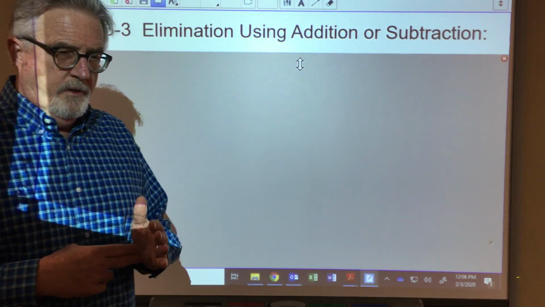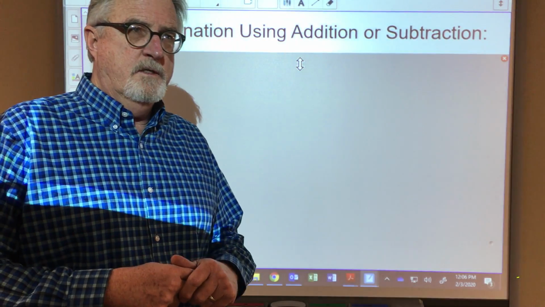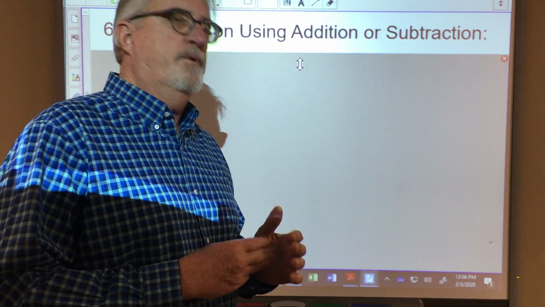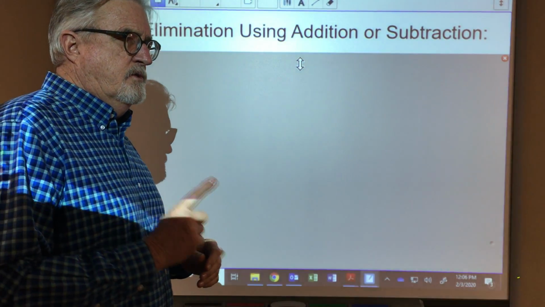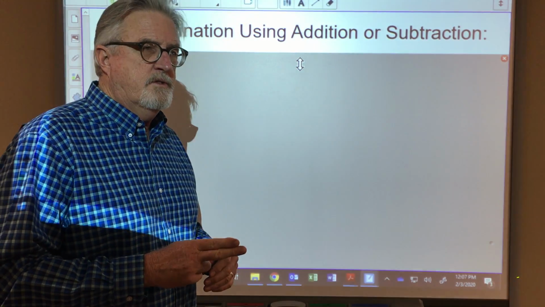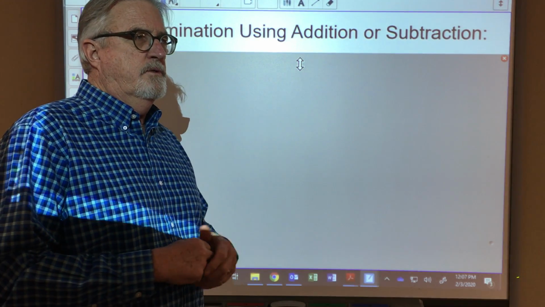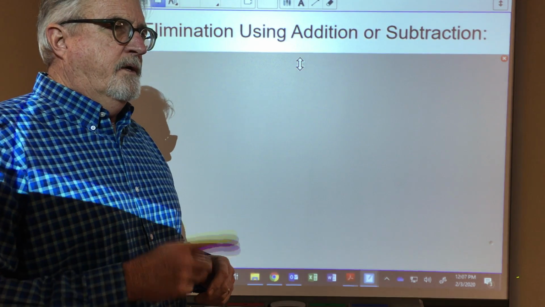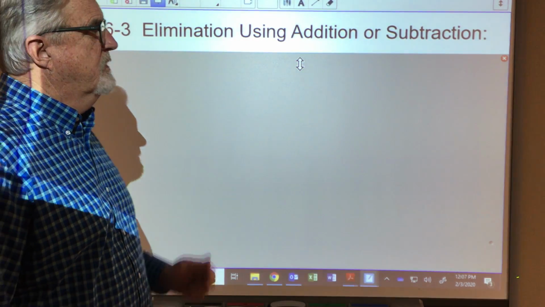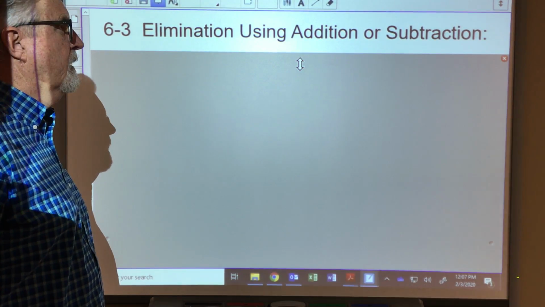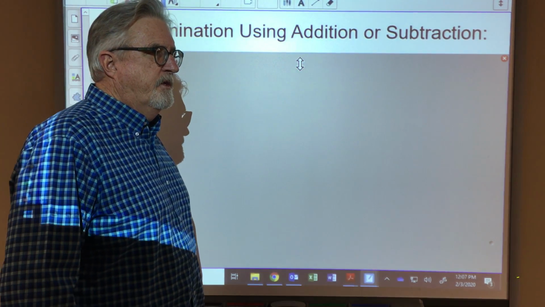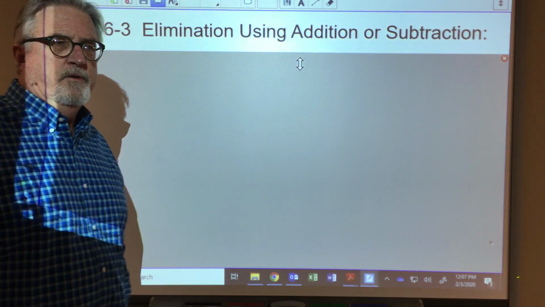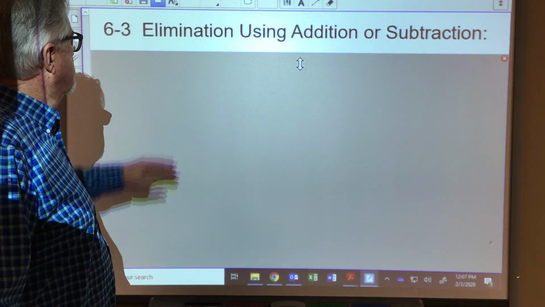We've already talked about what a system of equations is and the three different types of solutions systems of equations have: single solution, infinite solutions, and no solutions. We've solved them by graphing and we've solved them by substitution. Today I'd like to talk about using elimination with addition or subtraction to solve systems of equations.